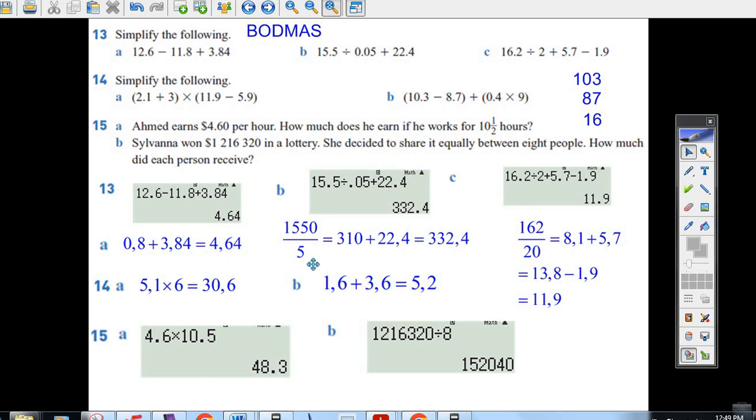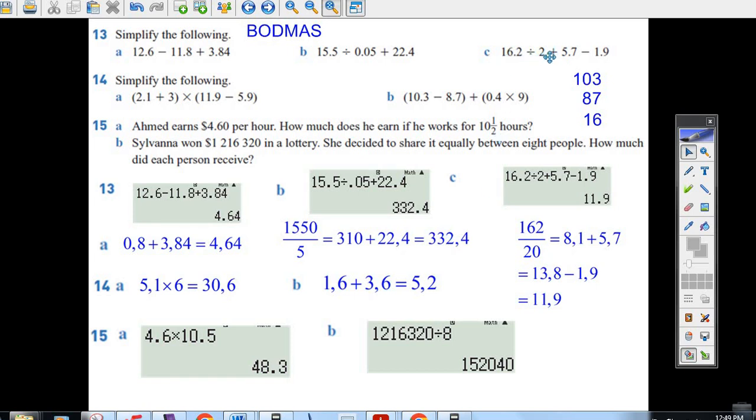That's that one. Now, if you put this next question, 15.5 divided by 0.05 plus 22.4, in your calculator, it looks like your calculator knows BODMAS because it gives you the right answer. You have to do the division first. Now, I moved the decimal in both numbers 2 to the right. So 1550 divided by 5. Well, 1500 divided by 5 is 300, and 50 divided by 5 is 10. So there's 310. And 310 plus 22 is 332 and comma 4. So I could have done that without a calculator.